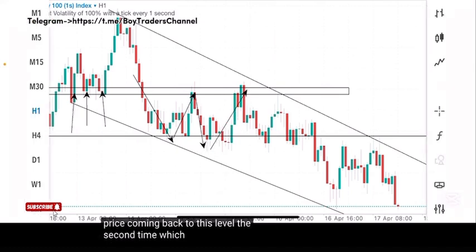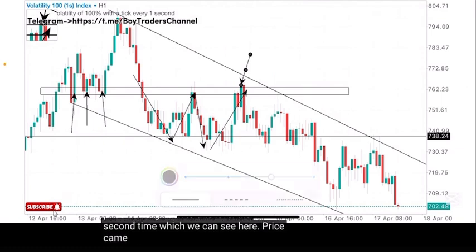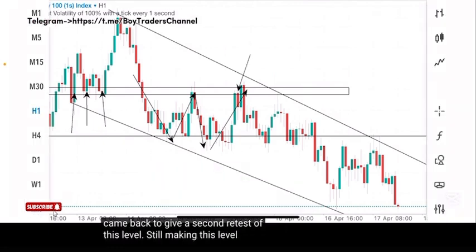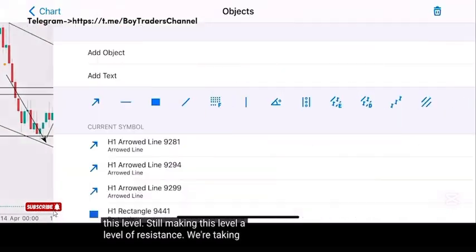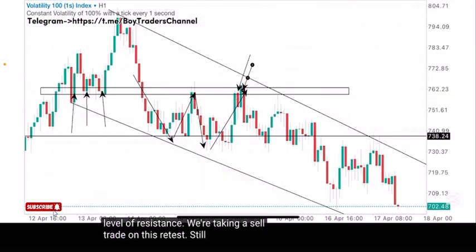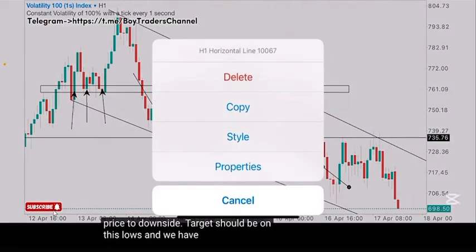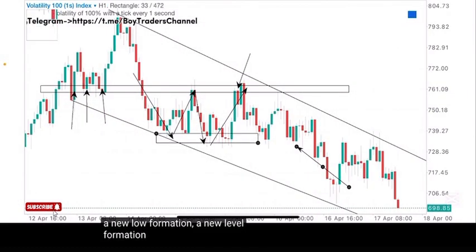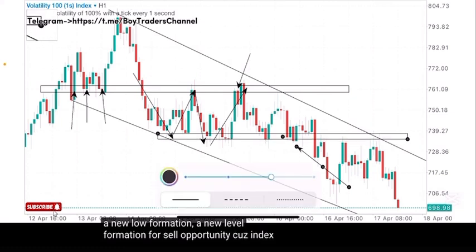second time, which we can see here. Price came back to give a second retest of this level, still making this level a level of resistance. So taking a sell trade on this retest, that's still making good money on this sell. You can see how far price sold to the downside. Targets should be on these lows, and we have to still wait for a new low formation, a new level formation for another sell opportunity, because index is on a downtrend.